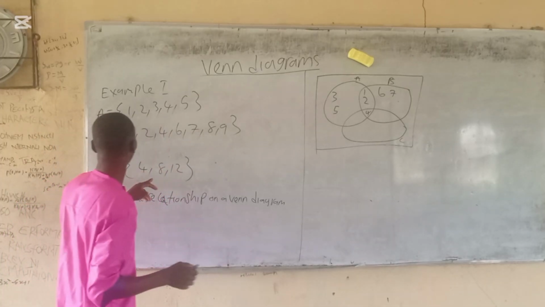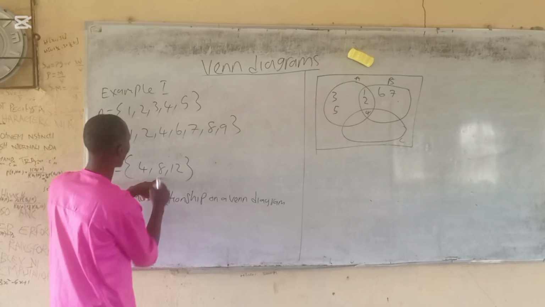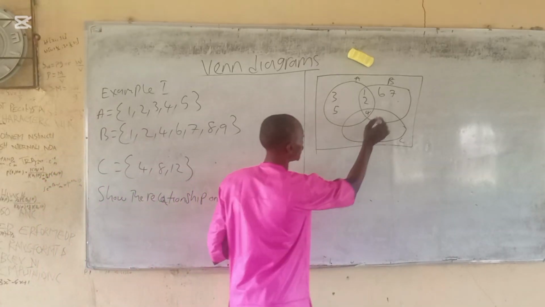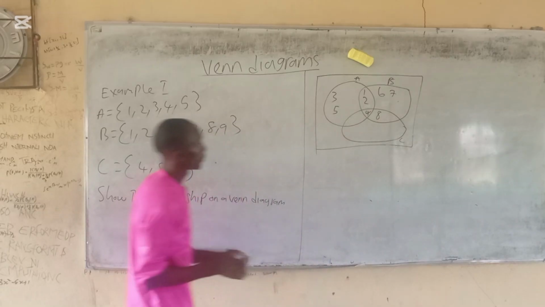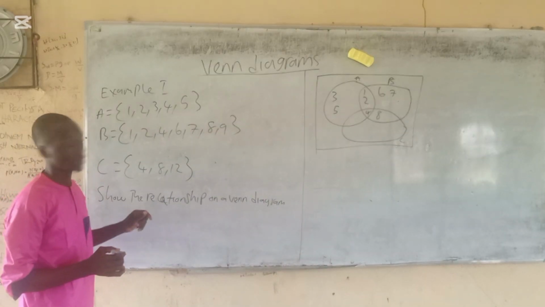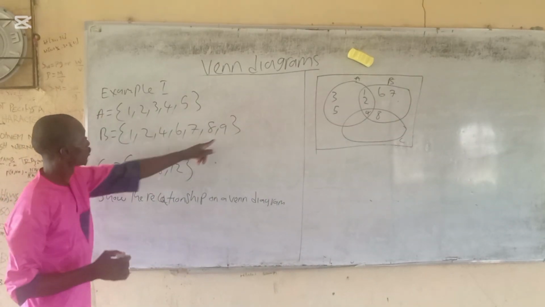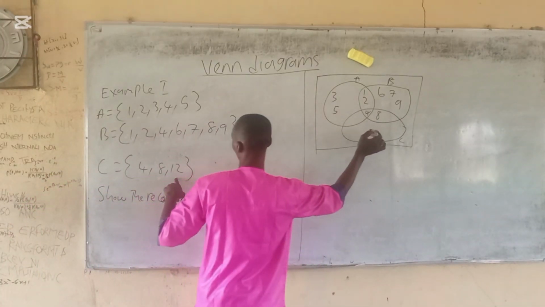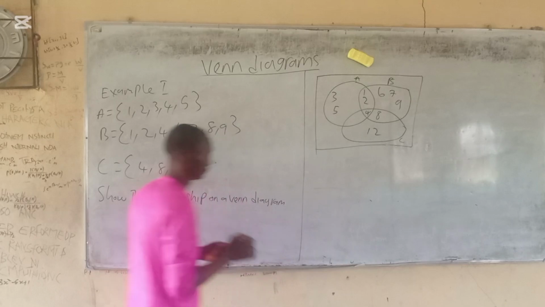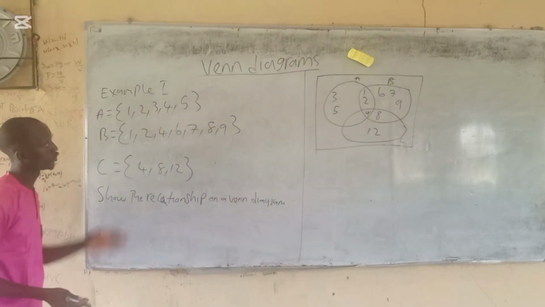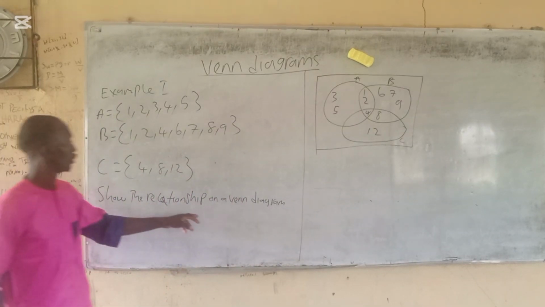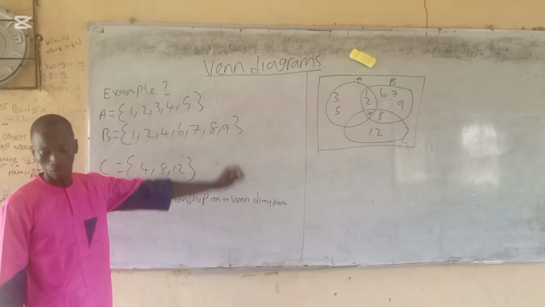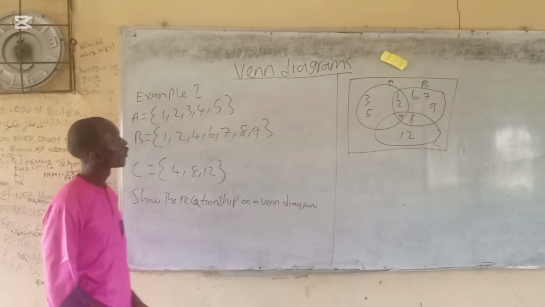Then look here. We have 8, which appears in set C and set B, so you put 8 here because it appears only in B and C. Then the last ones: we have 9, we put 9 here, then the last one, 12. That successfully shows the relationship between the 3 subsets on the Venn diagram.